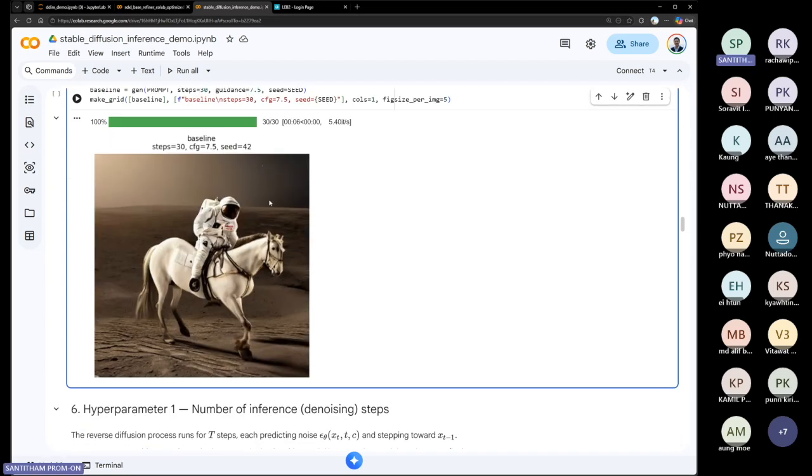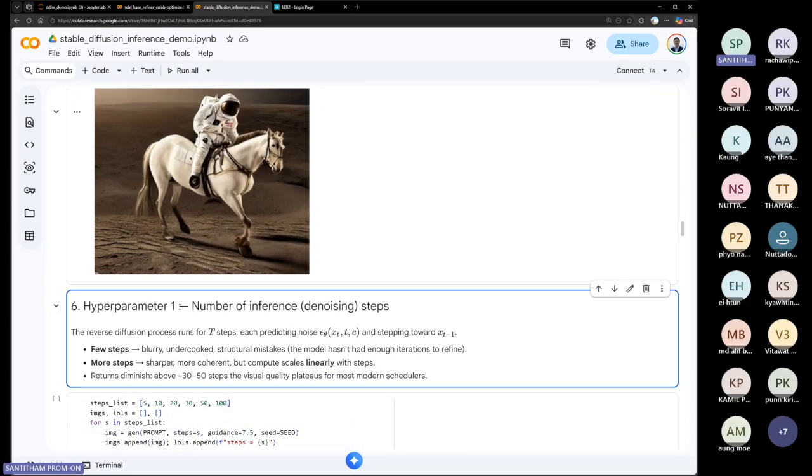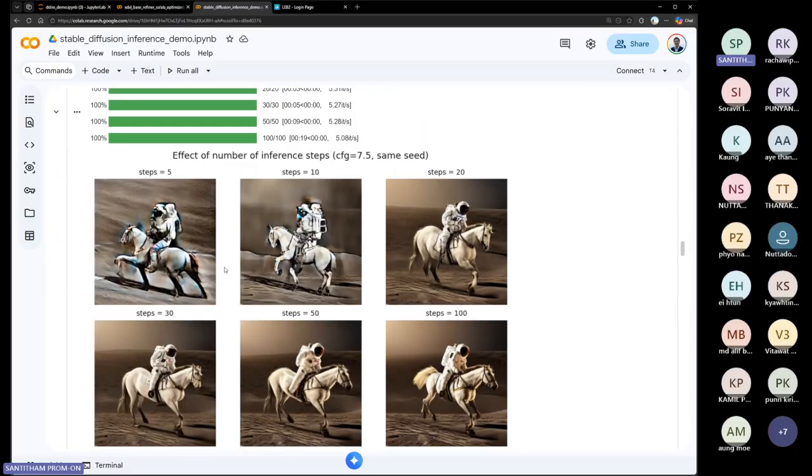Okay, so this is what we got. Actually, it looks nice. It takes only 6 seconds to generate this image. Then let's look further. This is to explore the number of denoising steps. This example tests 5, 10, 20, 30, 50, and 100 DDIM steps to see.